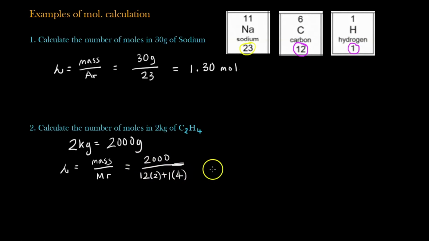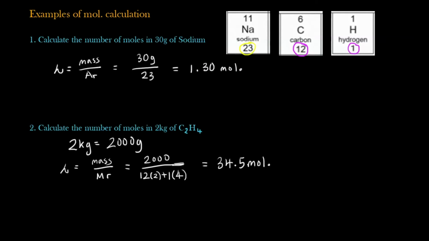And if you use a calculator, this one will give you 34.5 mole. Okay, and this is the answer for calculate the moles in 2 kg of C2H4. Okay, this will be the answer respectively. Okay, so these are mole calculations, very easy.